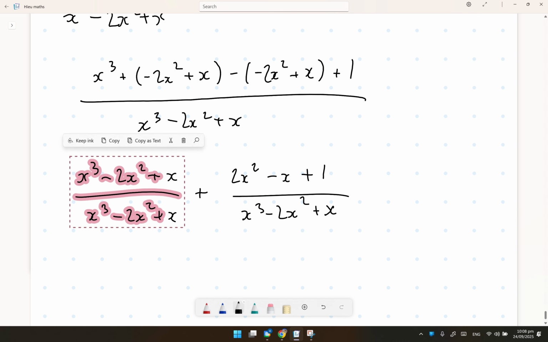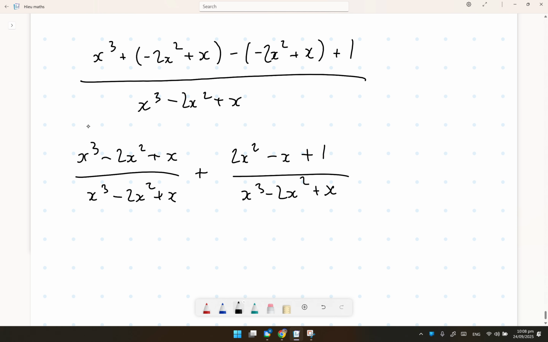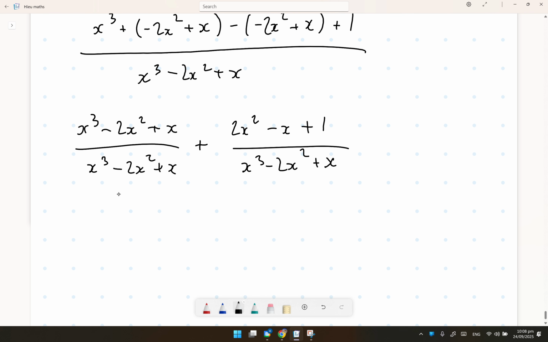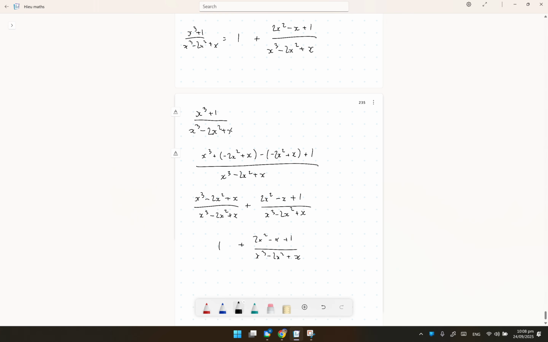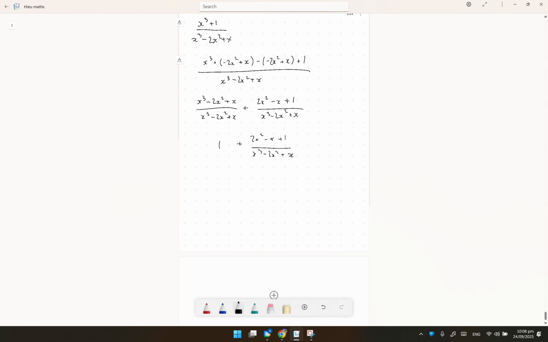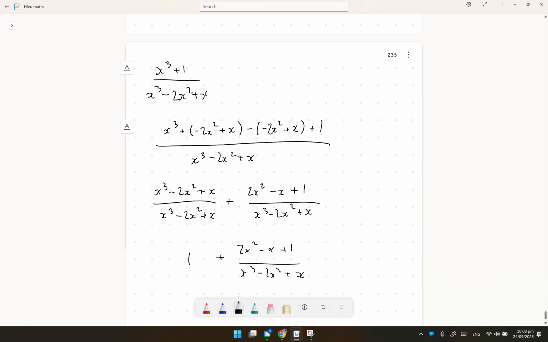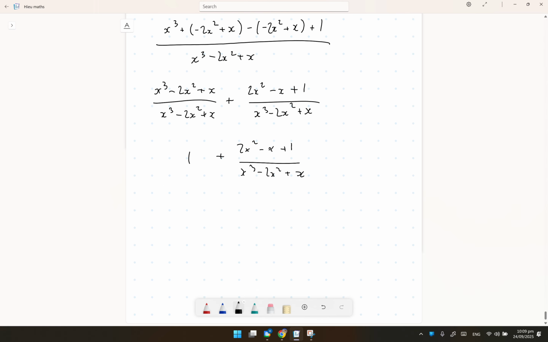Well, look at this. This is just by itself, right? This is something by its own thing. So x over x is going to be 1, right? 1 plus 2x squared minus x plus 1 over x cubed minus 2x squared plus x. And look at that. It's the same idea. So if you ever got a really hard equation to do long division with, you could just try to cheat it and just do it this way. And either way, it's going to give you the right answer.